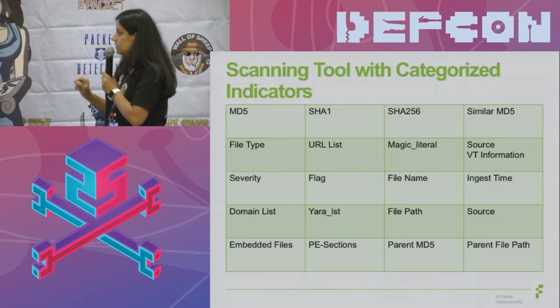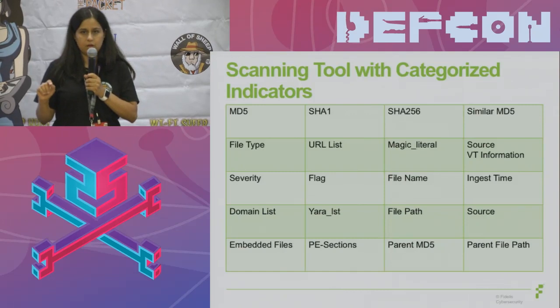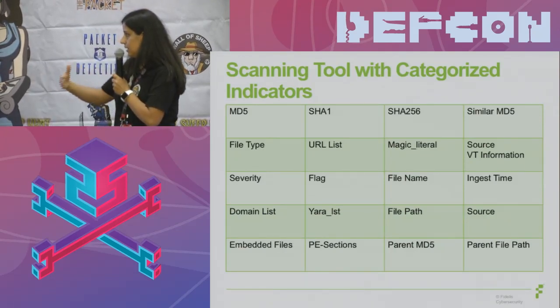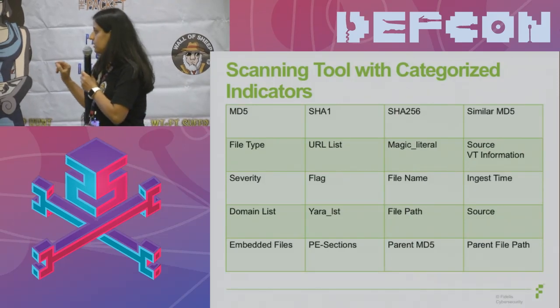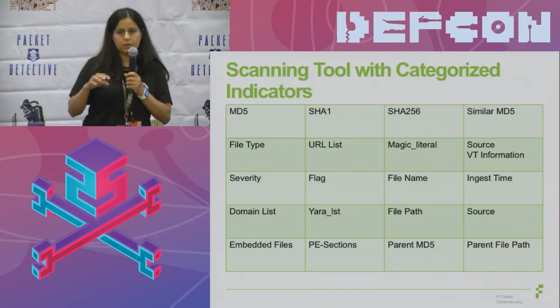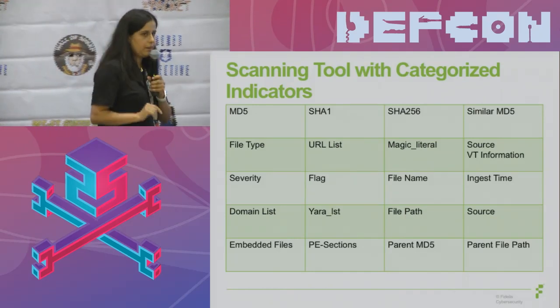Embedded files, the list of objects that are embedded in the file, is also going to be displayed to you. PE sections in detail are going to be there. Parent MD5 and parent file path. If the file is embedded and is being analyzed, then you are going to have a link to the parent.